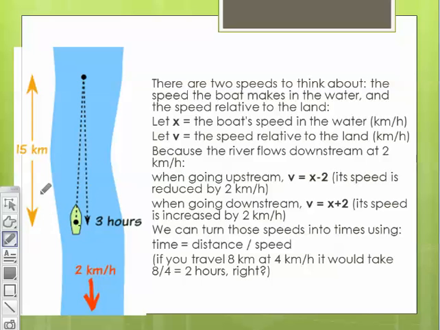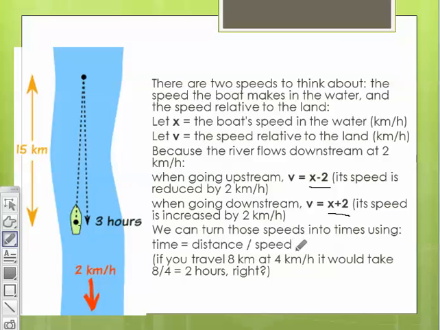If you look at the speed on the land, if the boat were on the land, it wouldn't have that river that it has to fight going upstream, right? It would have just one speed. And so what you can do is you can represent the speed of the boat as x minus 2 going upstream and x plus 2 coming back downstream. Those are the two speeds that the boat is traveling at, one upstream, one downstream.